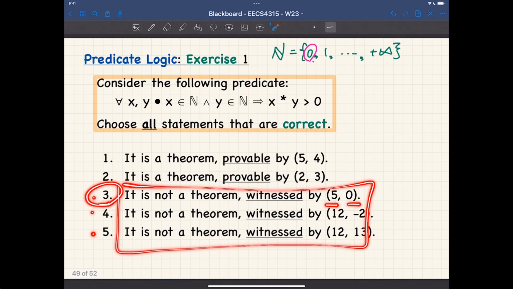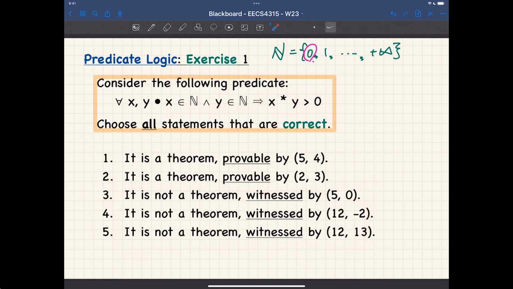Because 5 and 0 definitely are both natural numbers here. That'll be true. 5 times 0 will be 0, which is not larger than 0. That's a witness. I'll take a question. Give me a moment. Yes. So this one is definitely good.